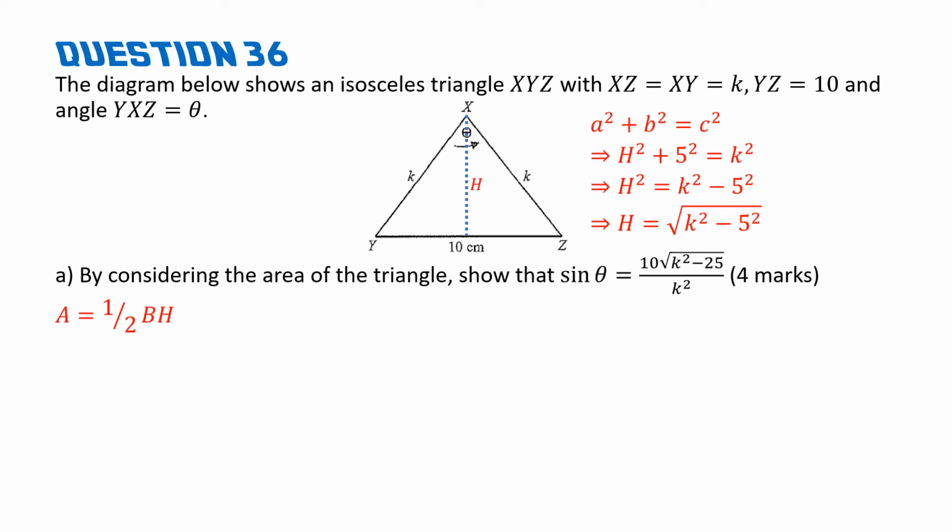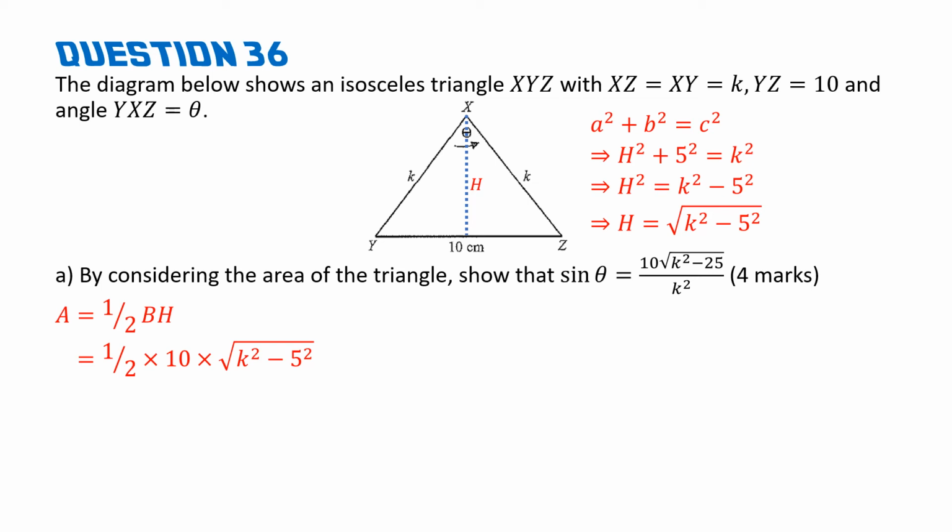So now, when we look back down to our area being half times base times height, well, we know our base of our big triangle was 10, and our height now, we've just worked out, is the square root of k squared minus 5 squared. So I can substitute all of those numbers in. So the area of the triangle is a half times 10 times the square root of k squared minus 5 squared. Now I can simplify that down.